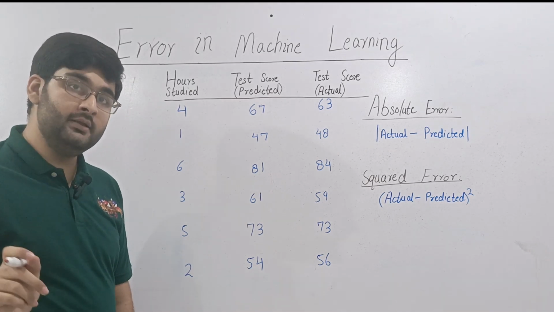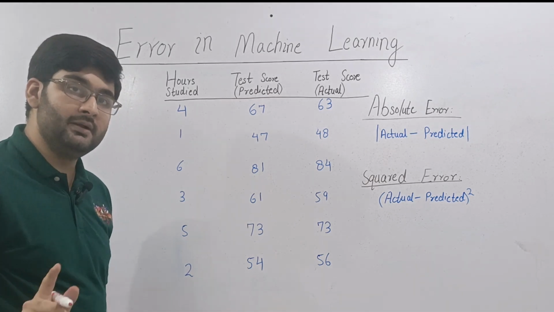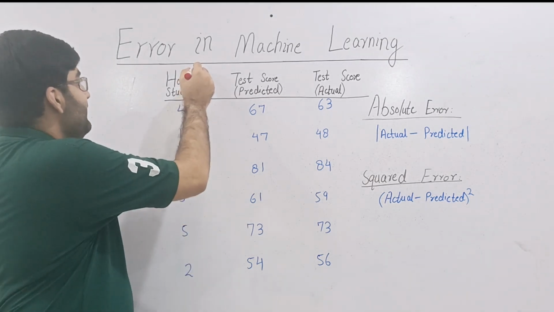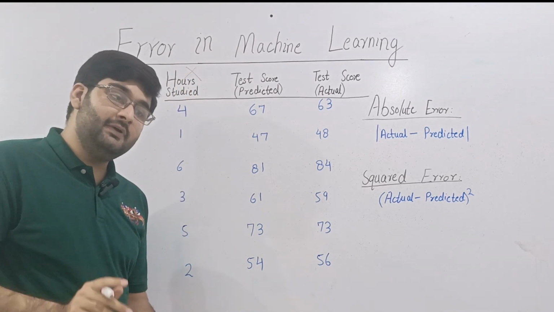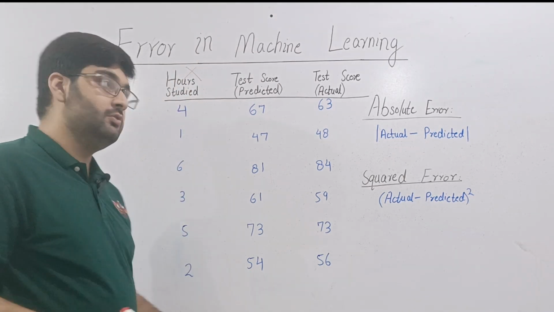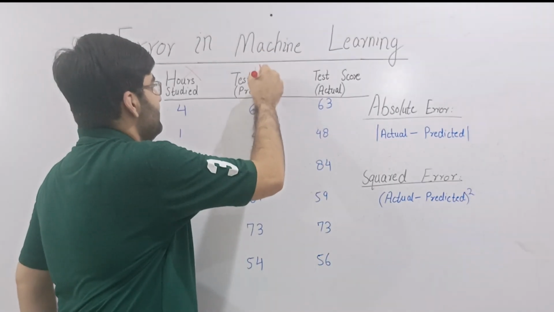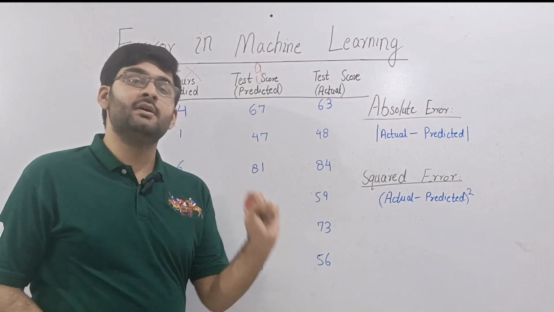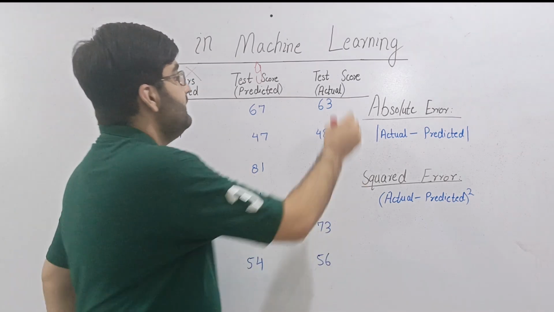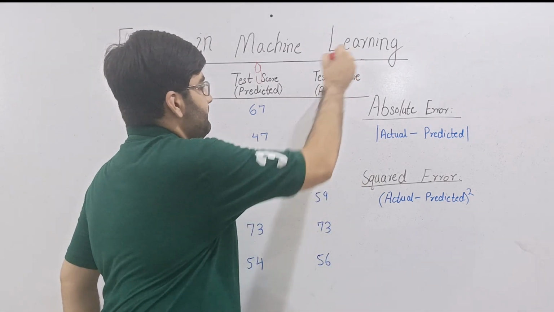So it is common to represent the predictor variable with an X and the target variable's predicted value with a Y hat, and the target variable's actual value with a Y.